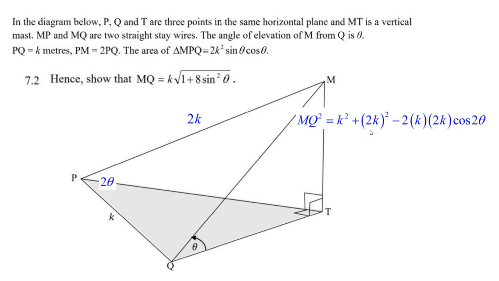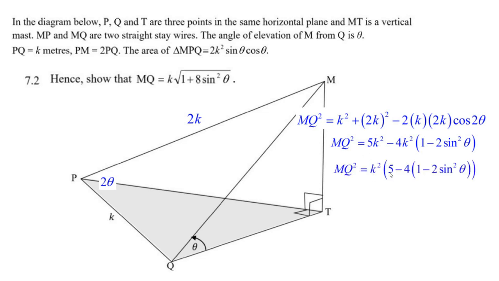Well, now we just got to do a little algebra. We got 2k times 2k is 4k squared plus k squared. That's 5k squared. 2 times 2 is 4, and it's k squared. Now that k squared, if we factor it out, look, there's a k by itself. Let's factor the k squared out. Then we'll have 5 minus 4 times 1 minus 2 sine squared. Well, what's 5 minus 4? That just equals 1. And what's minus 4 times minus 2? It's plus 8 sine squared.